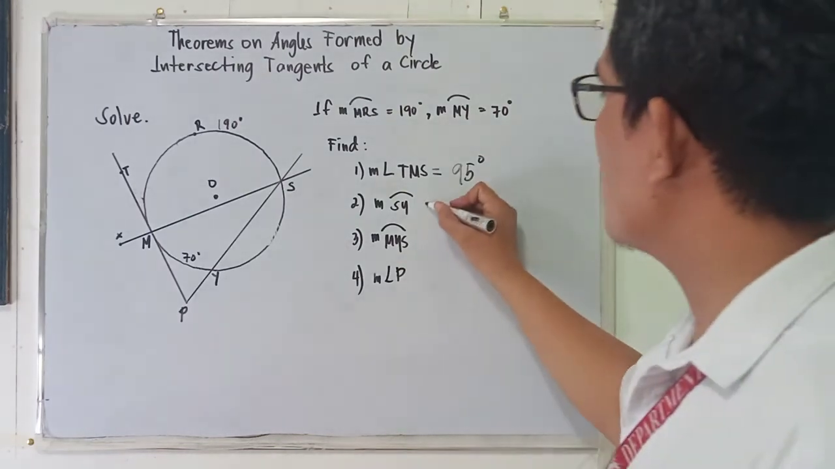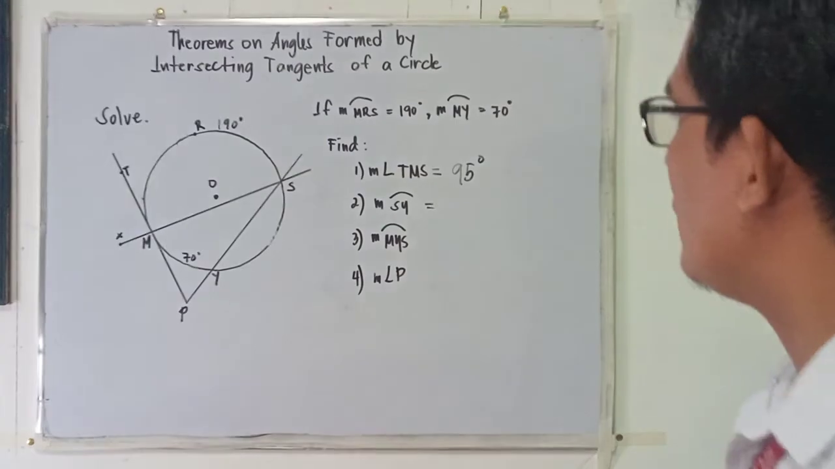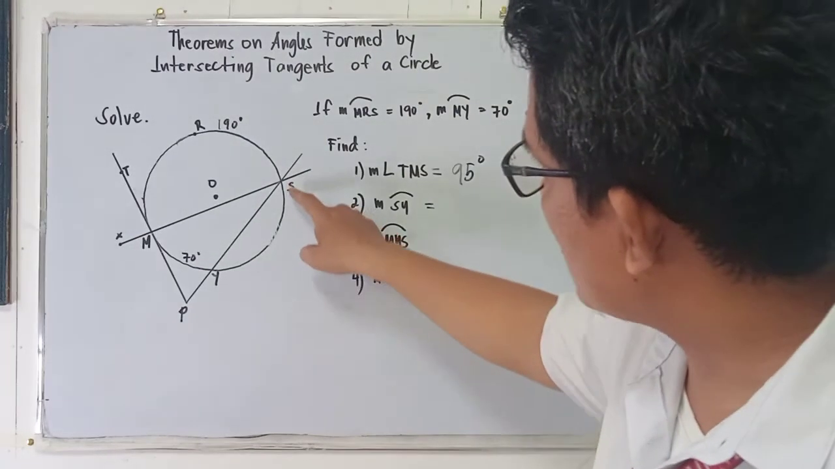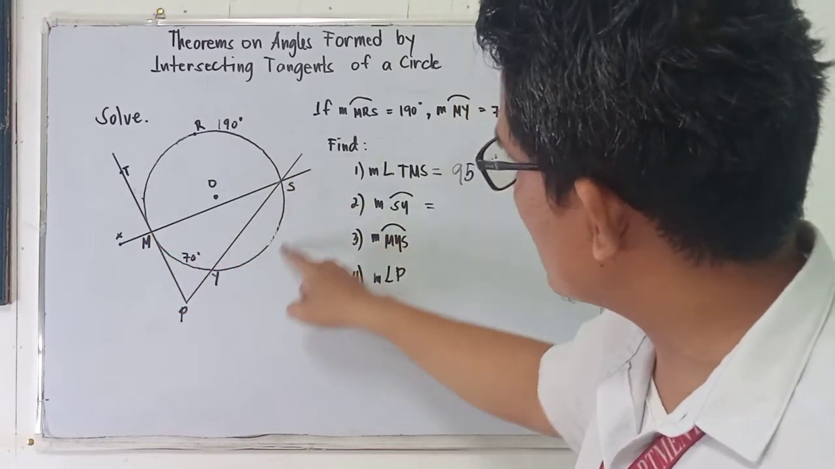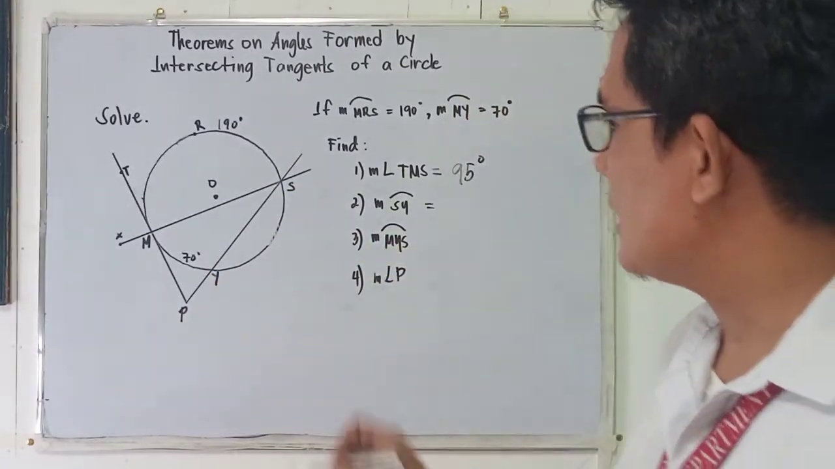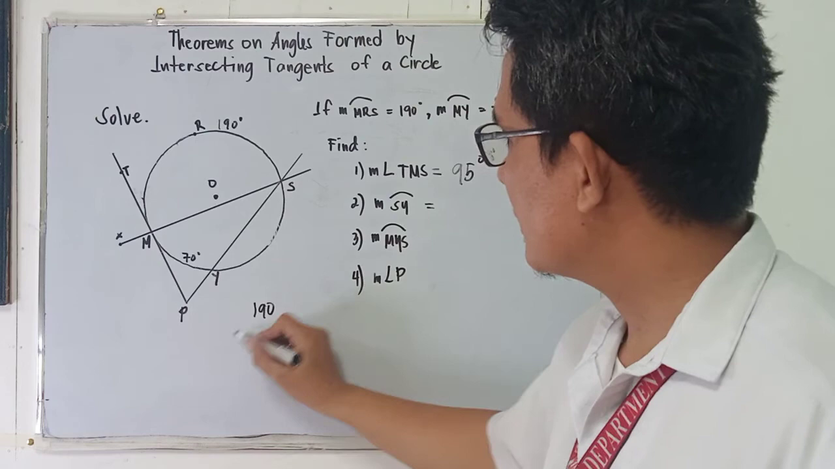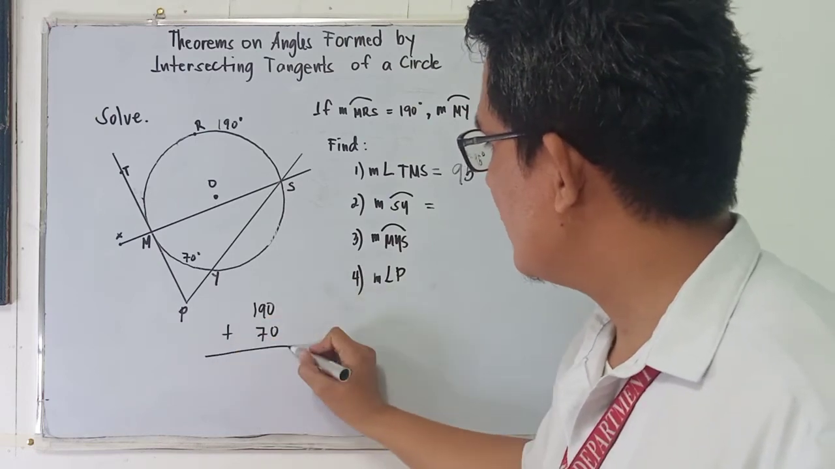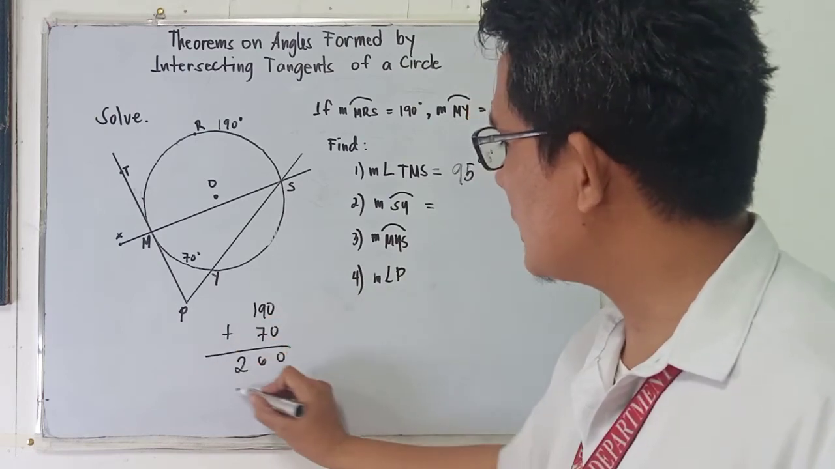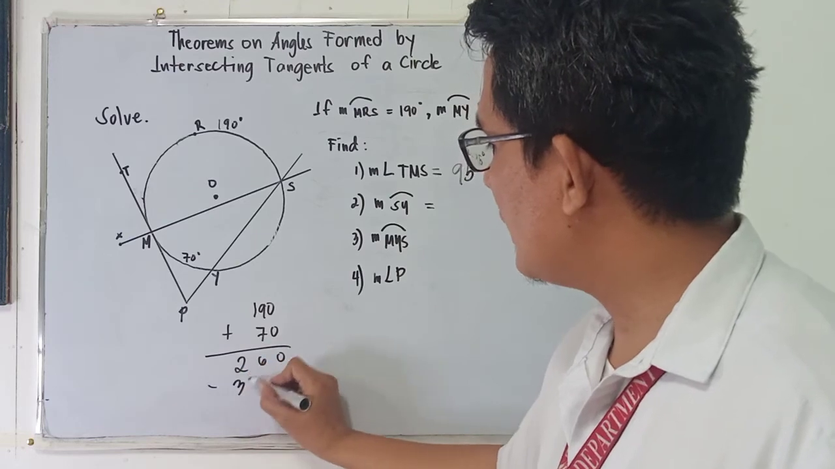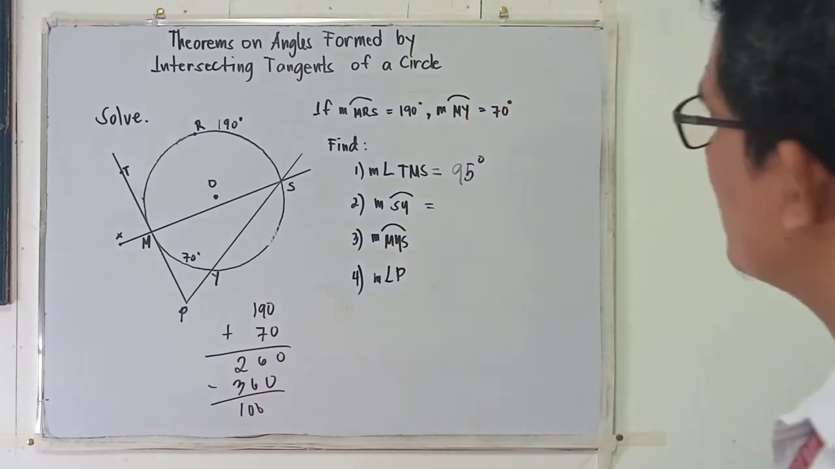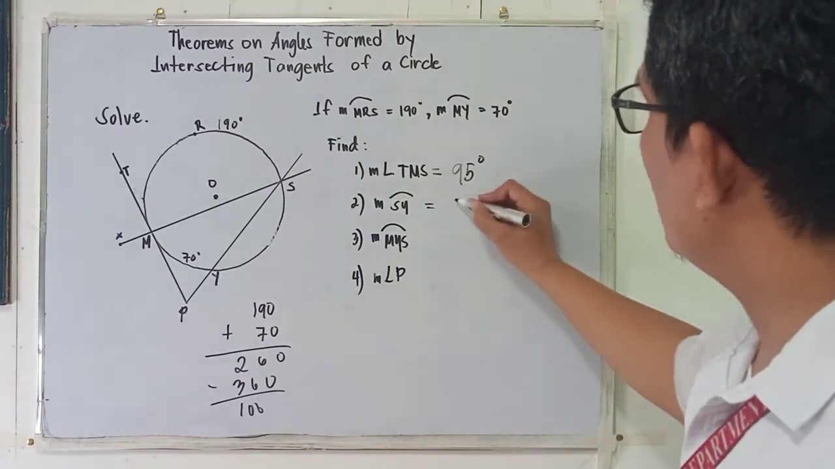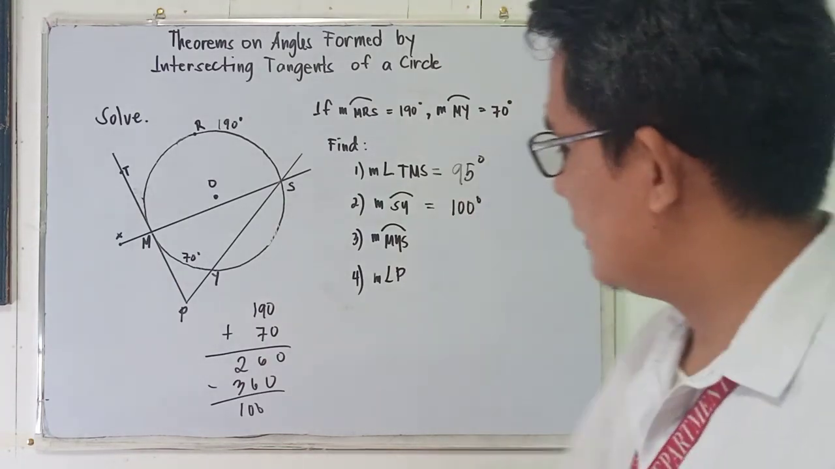For arc SY, if this is 190 and this is 70, we can solve this. That is 190 plus 70, so that is 260. Subtract from 360, and therefore that is 100 degrees.